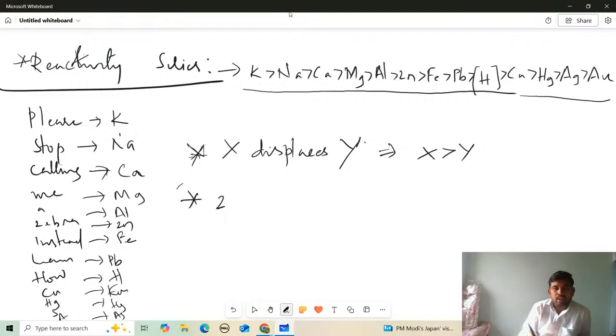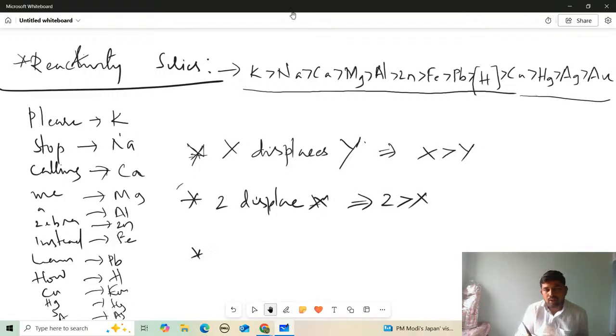Similarly, if they give Z displaces X, then what should we remember? We should remember Z is more reactive than X. Okay, so in this way. Similarly, next one more example I can take.